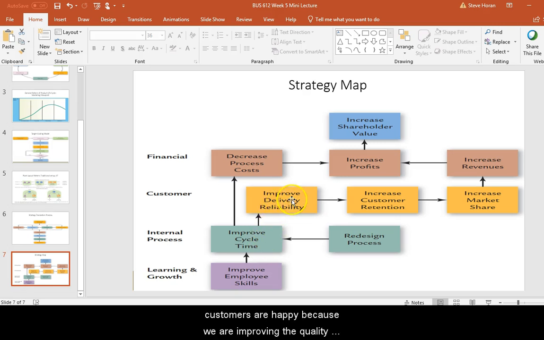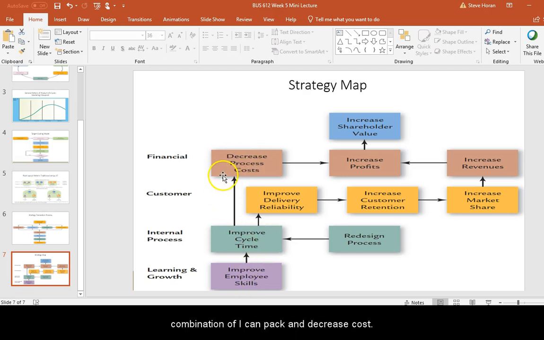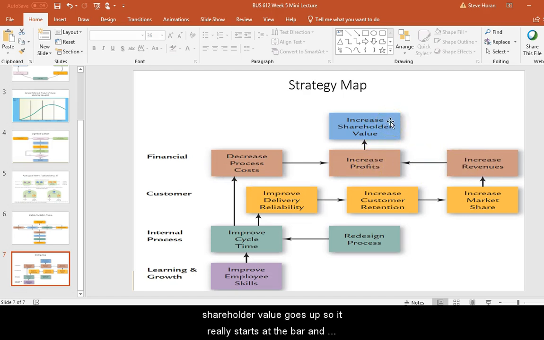Well, guess what happens then? Our customers are happier because we are improving the quality of our products. They're more likely to come back and do business with us again. So they stay with us. That increases our market share. What happens if we increase our market share? We sell more, right? And then also with the improvement of efficiencies, that decreases our costs, right? So if I can decrease cost and increase revenues, obviously my profits go up and shareholder value goes up. So it really starts at the bottom, believe it or not.